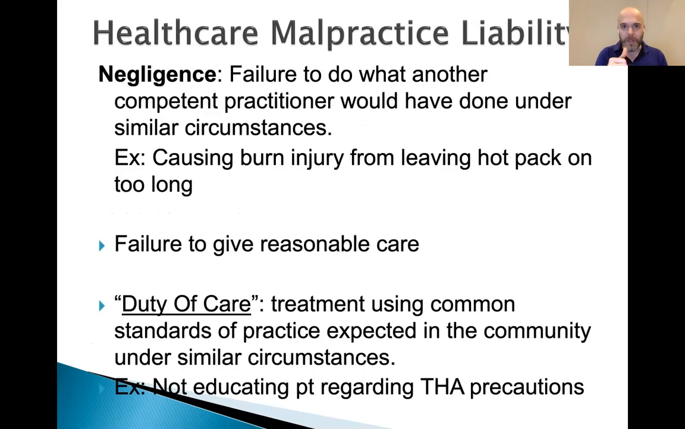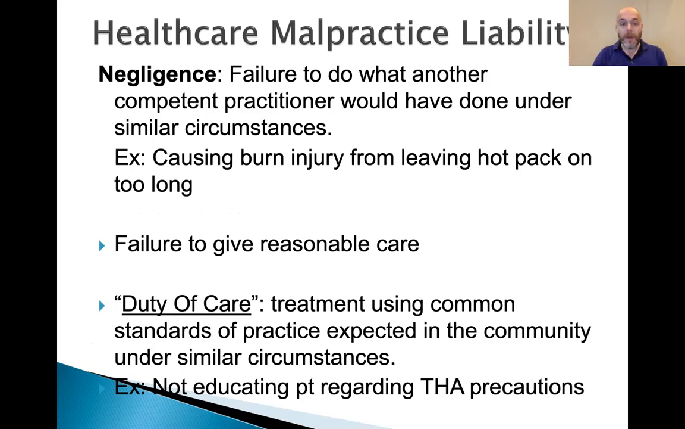So what is negligence? Okay. Negligence is failure to do what another competent practitioner would have done in the same circumstance. So an example is causing a burn injury from leaving a hot pack on a patient too long.